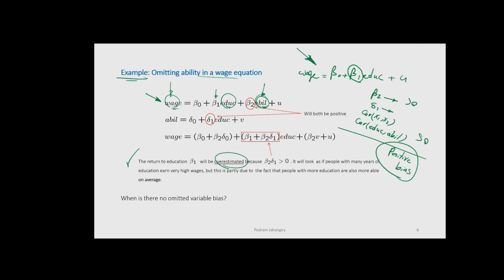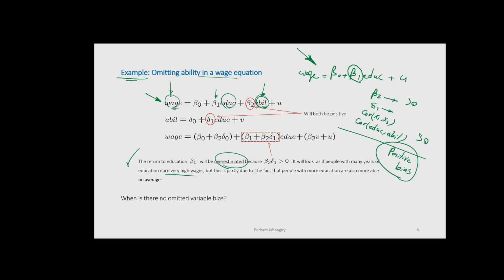In this model, the number that you calculate at the end of the day is going to be overestimated. Why? Because beta 2 delta 1 was positive. It will look as if people with many years of education earn very high wages, but we know this is overestimated. It is partly true. Why? Because part of it is because of their ability, so we are not including that ability in our calculation. For that reason, the number that you're reporting is biased upward, or positively biased.